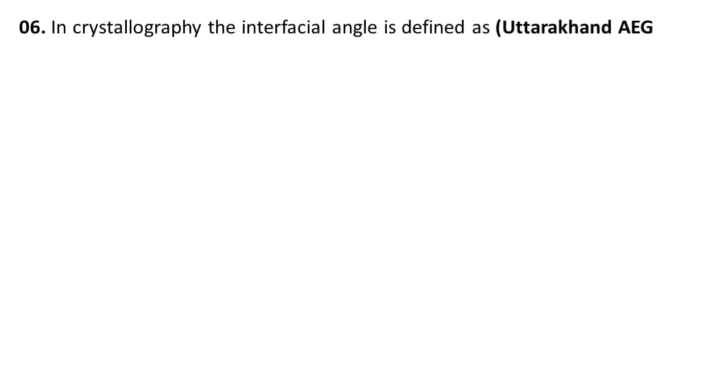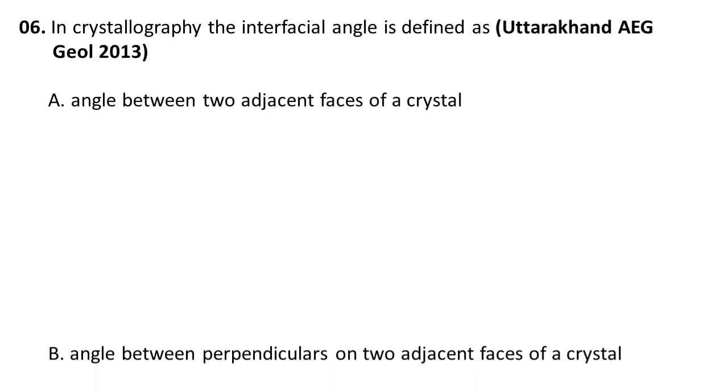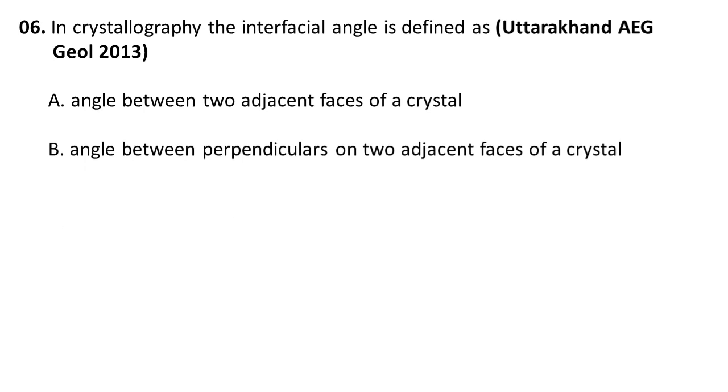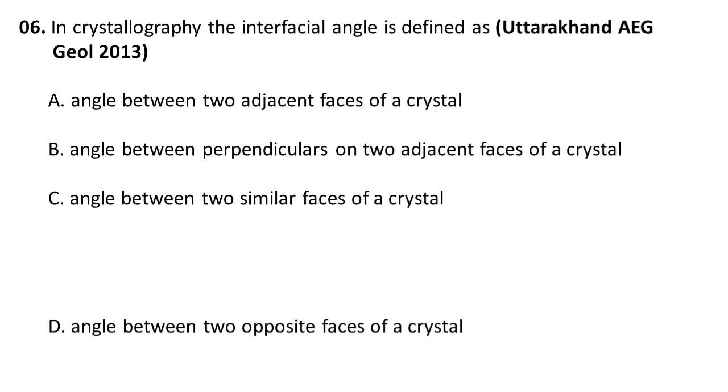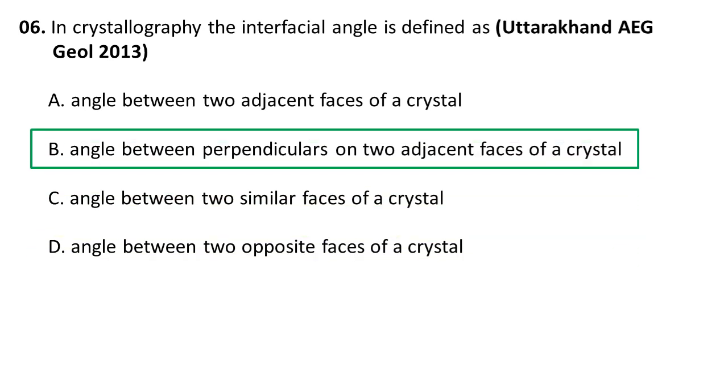Next question. In crystallography, the interfacial angle is defined as A. Angle between the two adjacent faces of a crystal, B. Angle between the perpendiculars on two adjacent faces of a crystal, C. Angle between the two similar faces of a crystal, and D. Angle between the two opposite faces of a crystal. So the correct answer is the angle between the normals or perpendiculars on the two adjacent faces of a crystal. In crystallography, the interfacial angle is the angle between the normals of the two adjacent faces of a crystal. So B is the correct option.